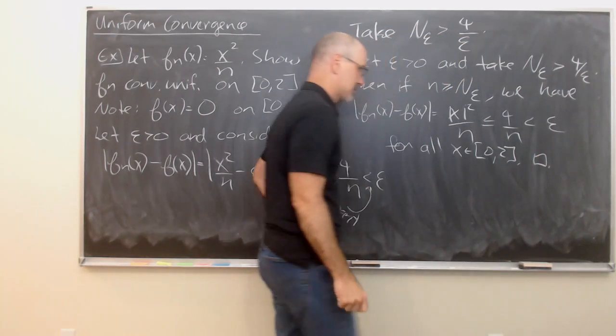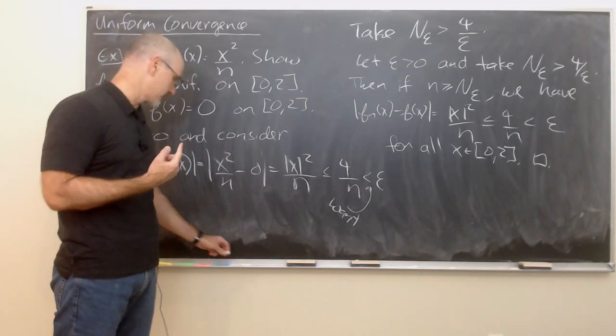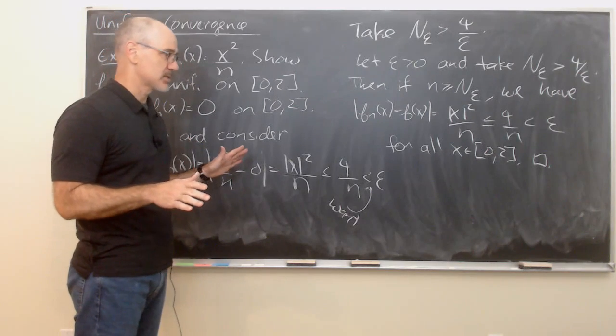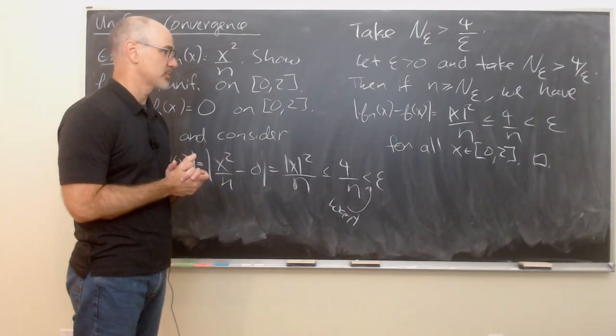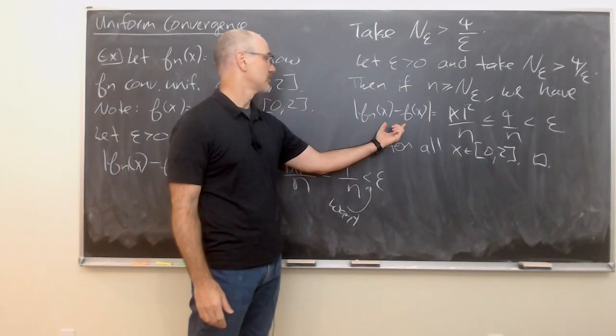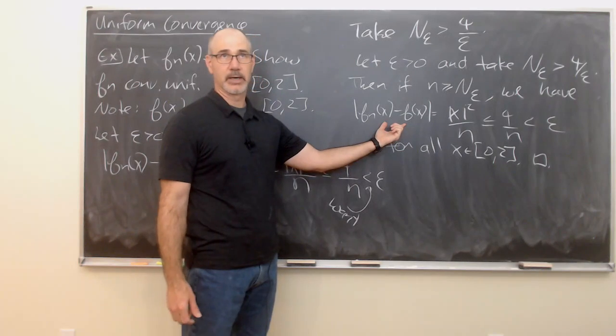And that, in fact, is the definition of uniform convergence. We found one capital N for each epsilon that works for every x in the set at once, so every x between 0 and 2. And by works, we mean can make the difference in the function values less than epsilon over that whole set.